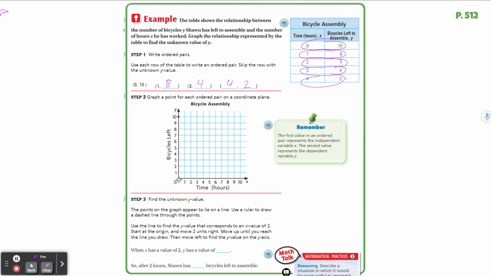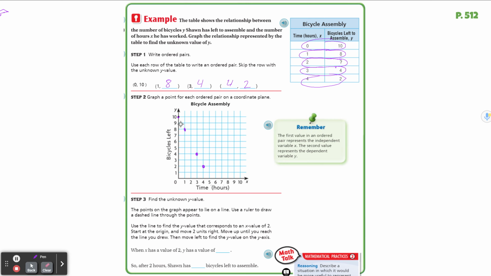All right, so our first one they give us was 0, 10. It's all the way up here. We're not going side to side at all. We're just going straight up to 10. Our next one is 1 and then up to 8. Our next one is 3 up to 4. And then 4 up to 2. So we have these 4 ordered pairs graphed, and now we are trying to find that unknown value.